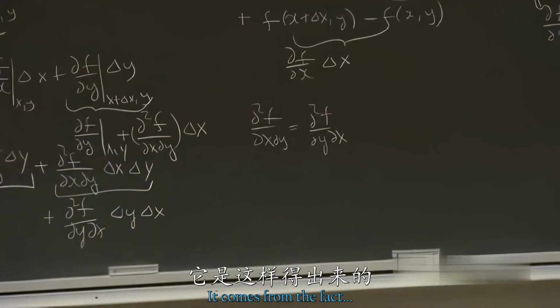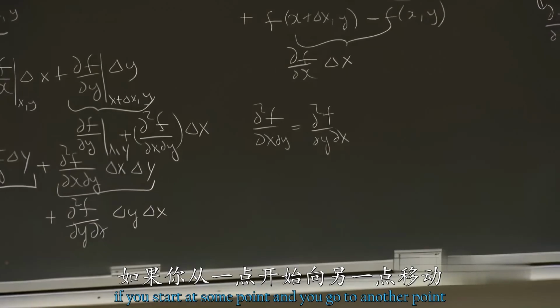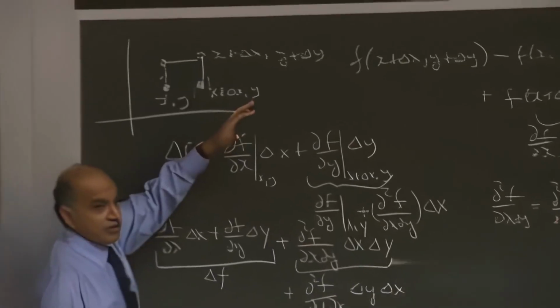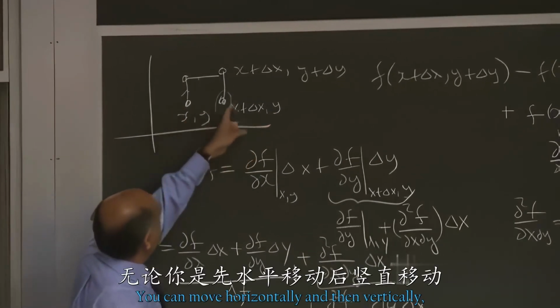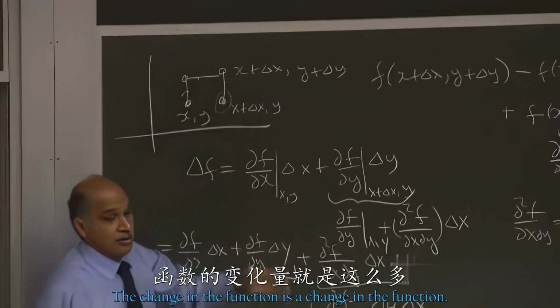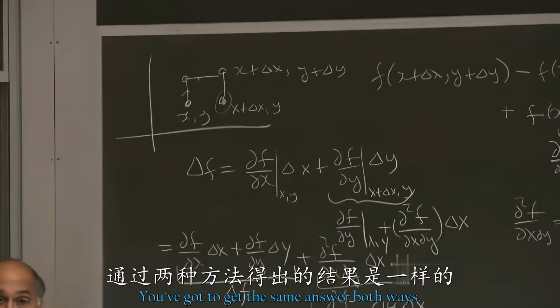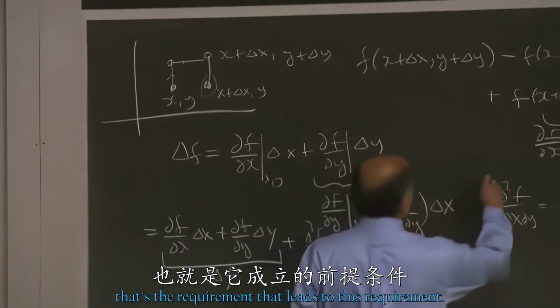It comes from the fact, if you say, where is that result coming from? It comes from the fact, if you start at some point and you go to another point and you ask for the change of the function, the change is accumulating as you move. You can move horizontally and then vertically, or you can move vertically and then horizontally. The change of the function is a change of the function. You've got to get the same answer both ways. That's the requirement that leads to this requirement.